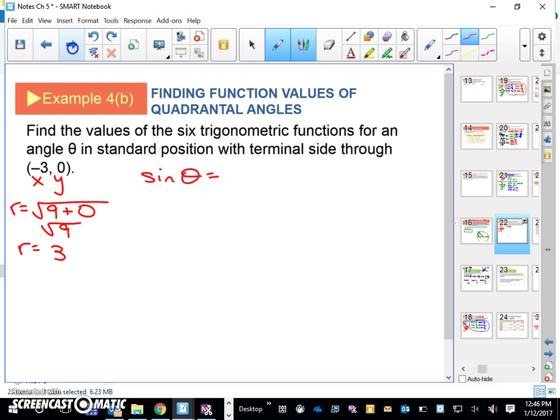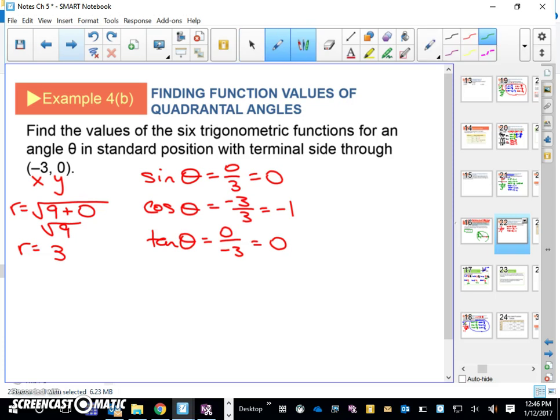Sine theta, that's y over r. 0 over 3 is 0. Cosine theta, that's x over r. Negative 3 over 3 is negative 1. Tangent theta, y over x. 0 over negative 3 is 0. Cosecant theta is the reciprocal of sine. That's going to be 3 over 0. That's undefined.